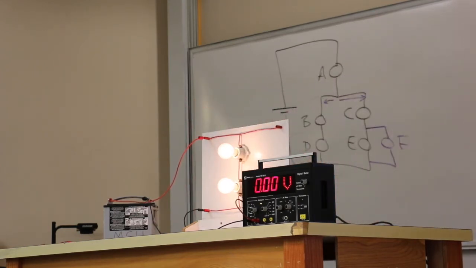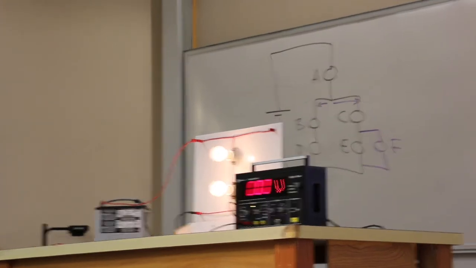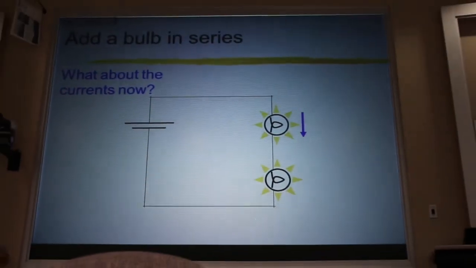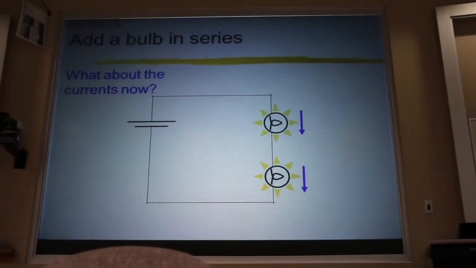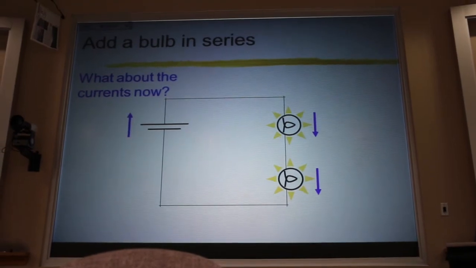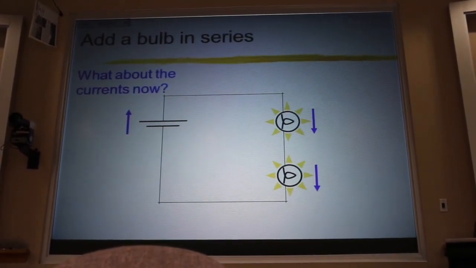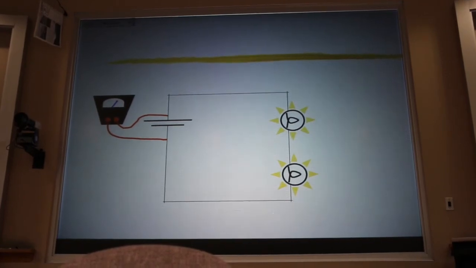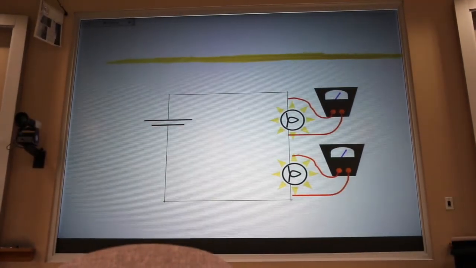But you add those two up, and you get about the same as the battery voltage. Okay? Now, they have less glow, so they have less flow. And what goes around comes around, so the current is smaller then. Now, if I measure the voltage, I get 12 volts there, I get 6 volts and 6 volts.